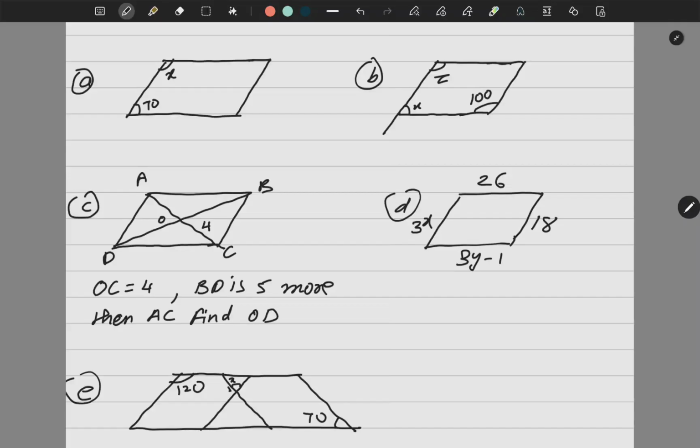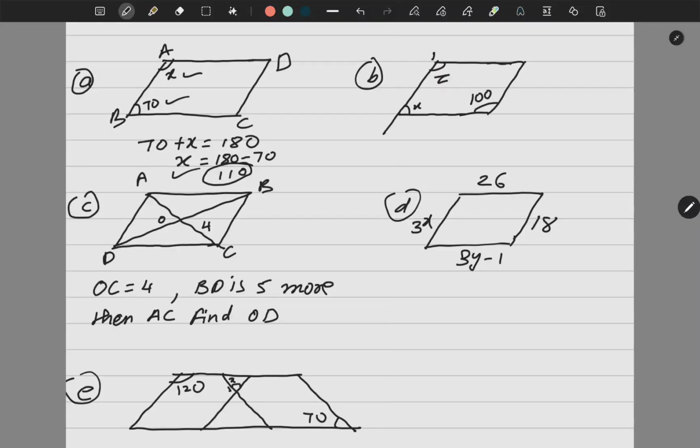Okay, now look at A. Now if I look at this parallelogram, let me name it A, B, C and D. I want to find out the value of x. So what type of angles are A and B? A and B are adjacent angles. So 70 plus x is equal to 180. So what is the value of x? x is equal to 180 minus 70, which is equal to 110. Correct? So my answer is 110. Check your answer, all of you. Now go to the second question.